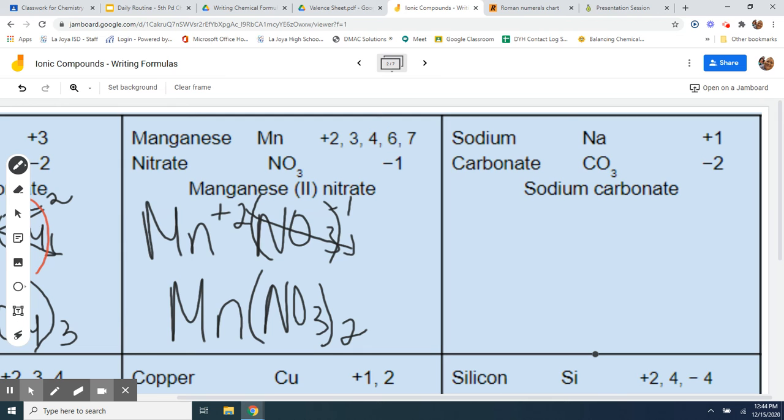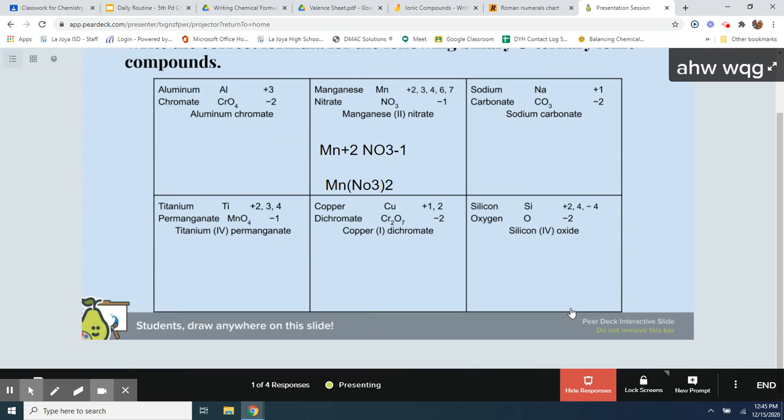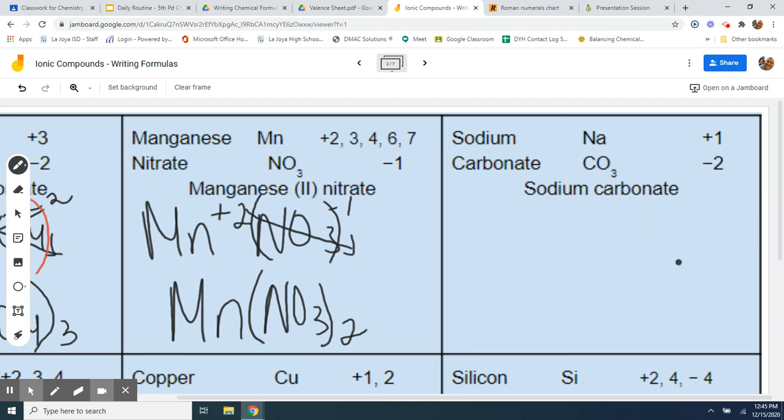Sodium nitrate, Francisca. Let's see. Did Francisca do it on Pear Deck? No, it's only Oscar who did it on Pear Deck. Okay, Francisca, you're going to help me out on Jamboard here. All right. So we got sodium plus 1. Carbonate. What needs to happen, Francisca? Talk to me.